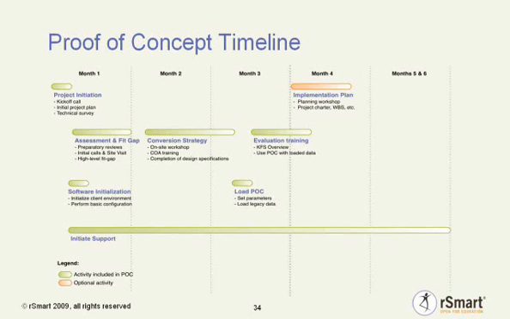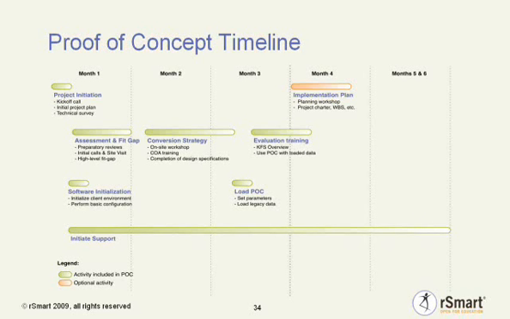Month two is usually conversion strategy, on-site workshop, chart of accounts training, and completion of design specifications. And again, that's very common. It depends on what type of proof of concept. Like I mentioned earlier, it could be the 50 accounts, or it could be where we actually write scripts and bring over all your data from your legacy system. We load the proof of concept.